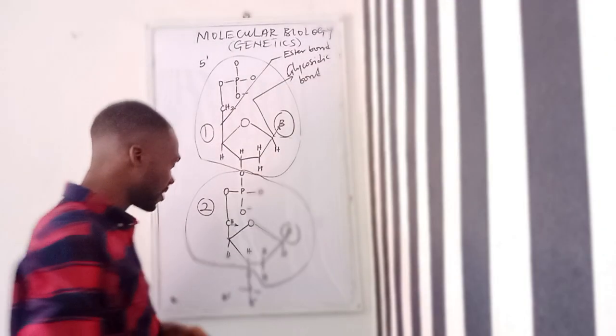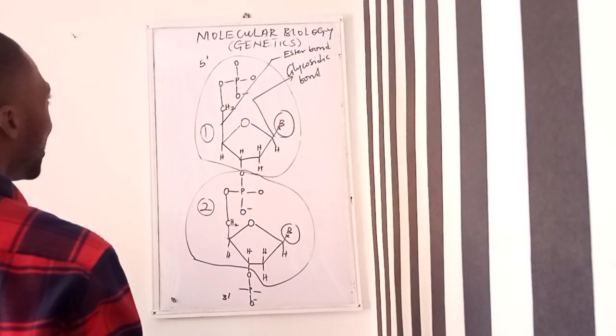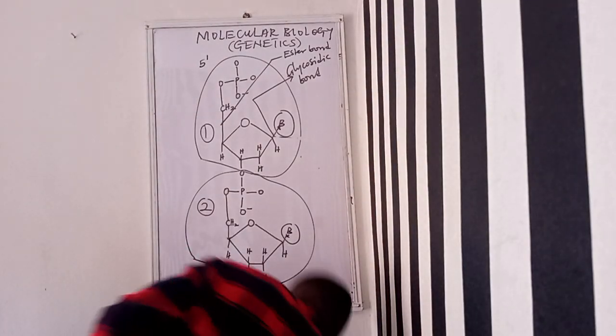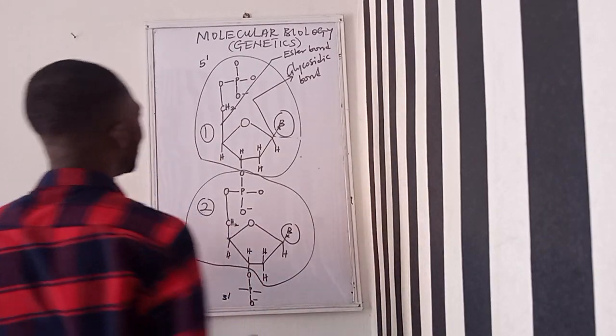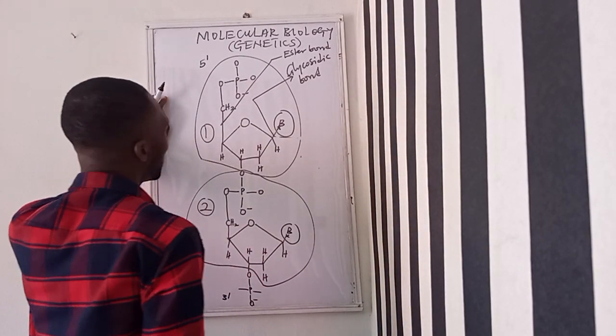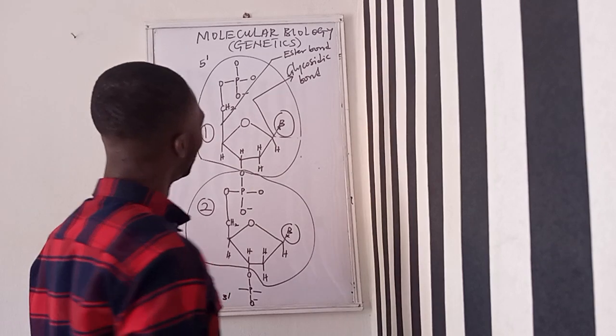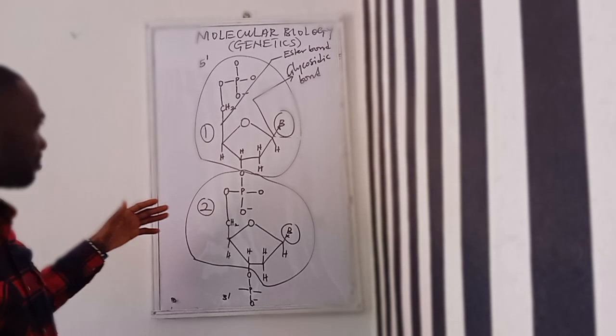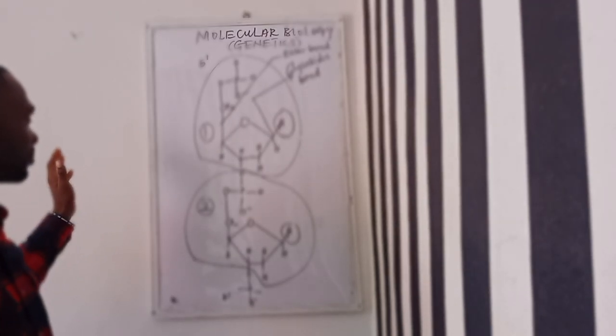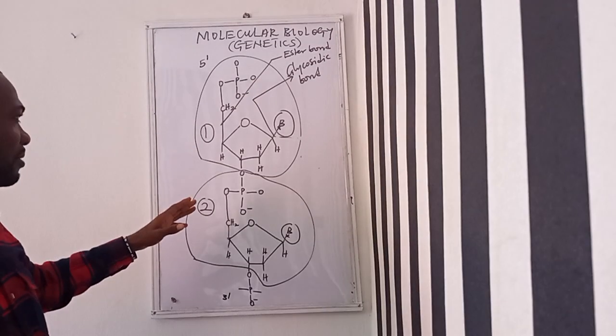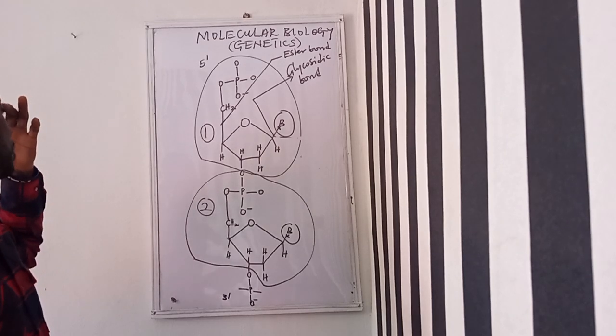So with this, we have explained the nucleotide. So you see that nucleotides are linked together by the formation of bonds.